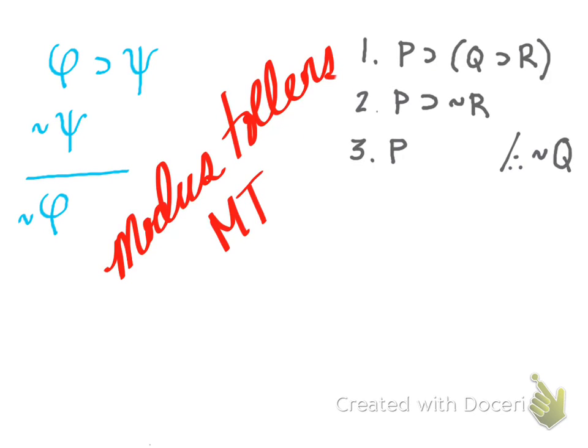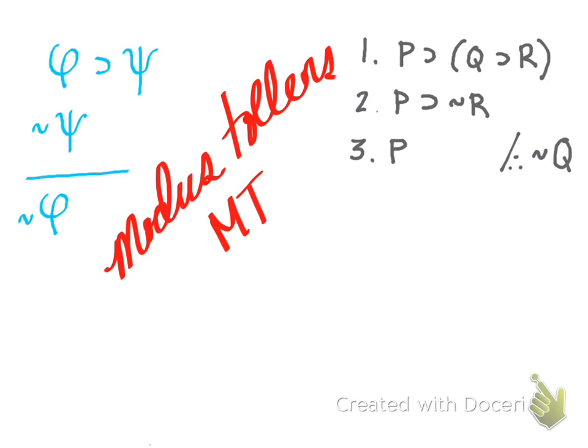Okay, here's a slightly more difficult proof. This proof requires both modus ponens and modus tollens. So I recommend pausing right now and trying to complete the proof on your own, just to see how you go about it and where you get stuck before you continue watching.